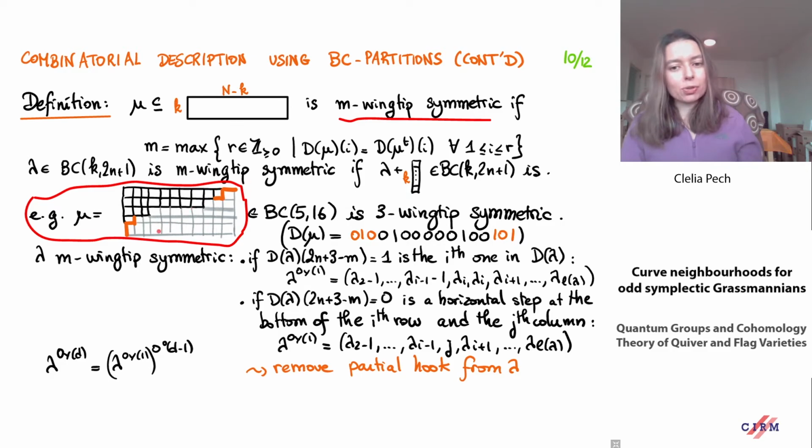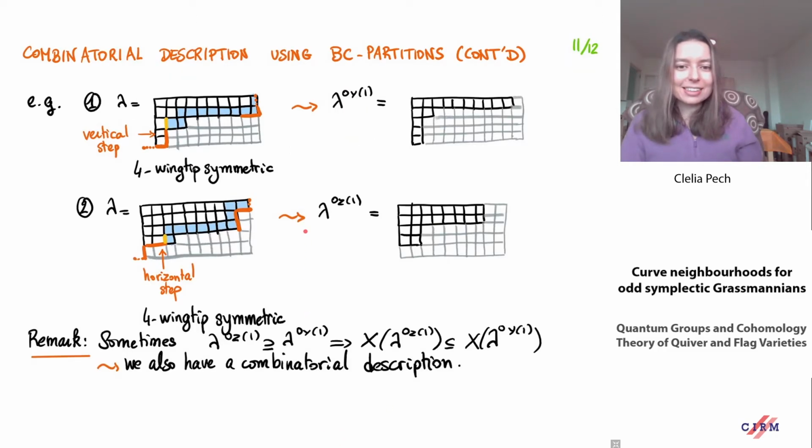And that happens for 3 steps, and then I say that the partition is 3 wingtip symmetric. If I go 1 step further, then I have a horizontal step here, but also a horizontal step there. So this is not 4 wingtip symmetric. For the partition whose curved neighborhood I want to compute, I look at the M for which it is M wingtip symmetric, and then I remove a partial hook. How big this hook is depends on M. And there are two cases.